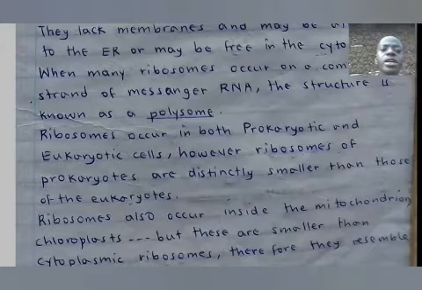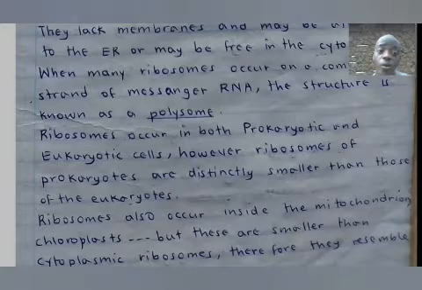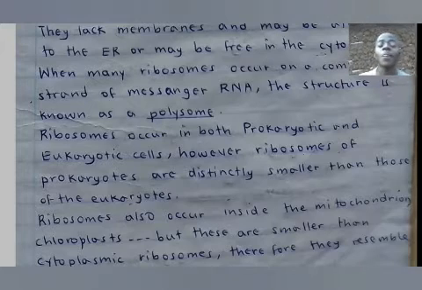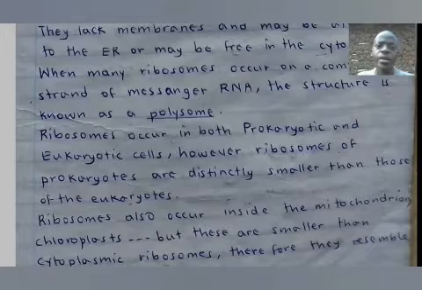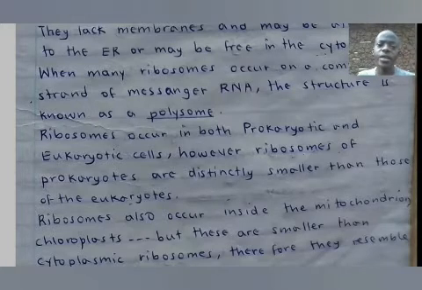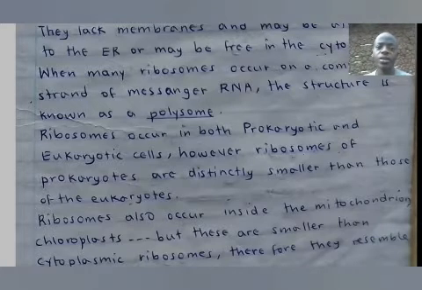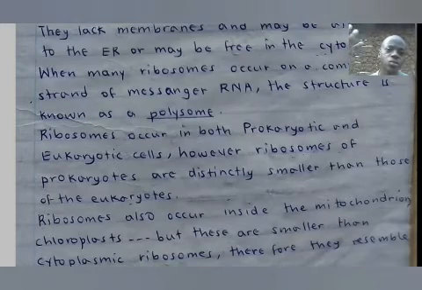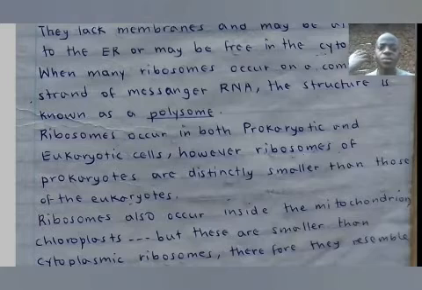Also, ribosomes, they occur in both prokaryotic and eukaryotic cells. However, ribosomes of prokaryotes are distinctly smaller than those of eukaryotes. So now, I think you know the eukaryotic and prokaryotic organisms. So the ribosomes in the prokaryotic organisms, they are smaller than those in the eukaryotic organisms, but all of them have ribosomes.